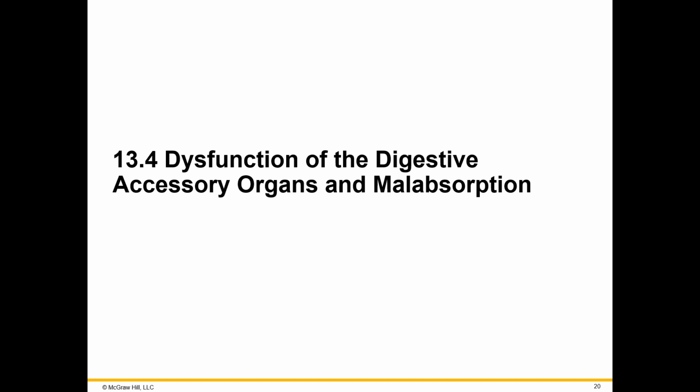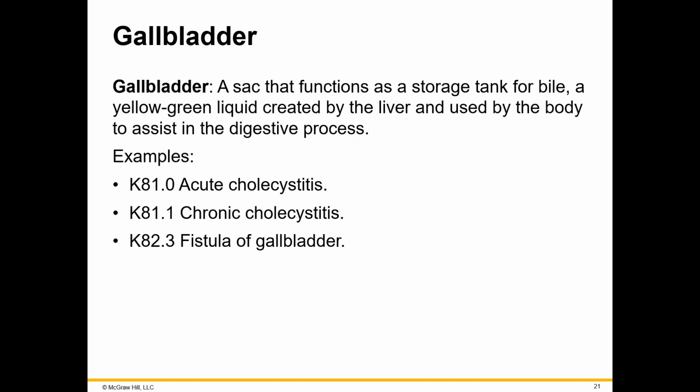13.4 Dysfunction of the digestive accessory organs and malabsorption. Gallbladder, a sac that functions as a storage tank for bile, a yellow-green liquid created by the liver and used by the body to assist in the digestive process. Coding examples include K81.0, acute cholecystitis, K81.1, chronic cholecystitis, and K82.3, fistula of the gallbladder.